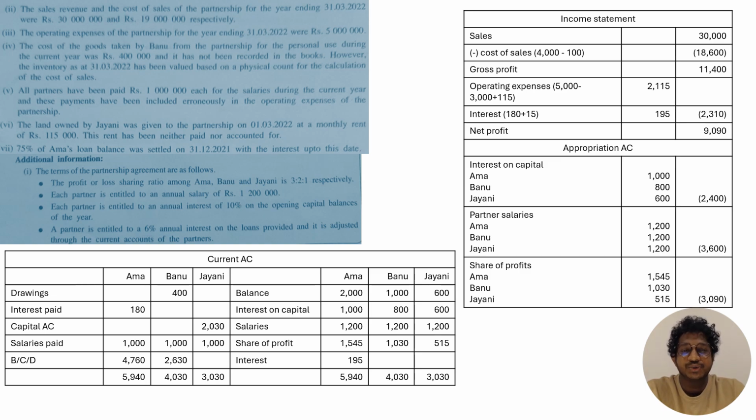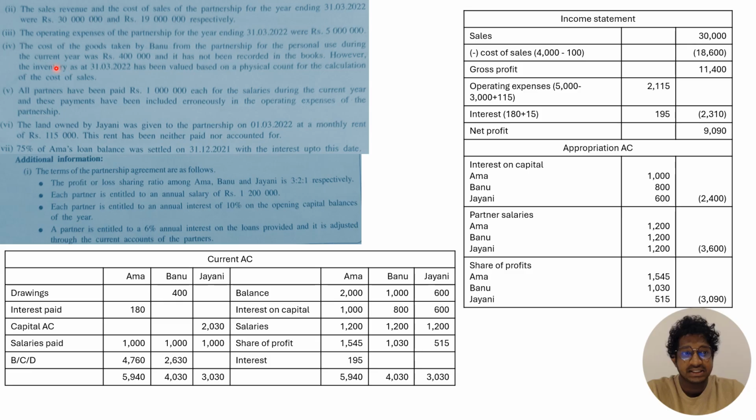And this is the 2022 partnership question. First, the sales revenue and the cost of sales are given as 30,000 and 19,000. Your sales is 30,000 and your cost of sales is 19,000.